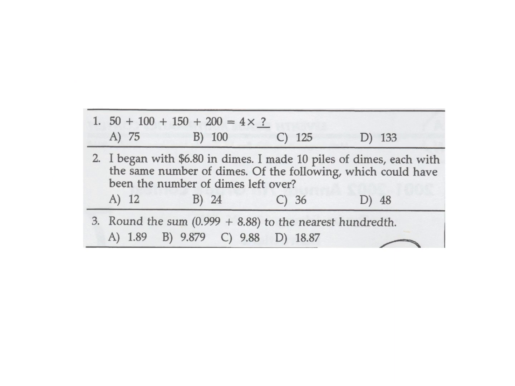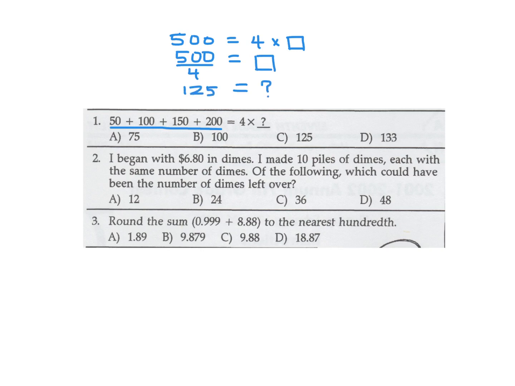5 plus 100 plus 150 plus 200 is equal to 4 times question mark. Well, if we add this side, that's going to be, I believe, 500. And therefore, we're basically saying 4 times what is equal to 500? Well, divide both sides by 4. So 500 divided by 4 is that question mark. I've just used a box. And therefore, 500 divided by 4 is 125. So that question mark basically is 125, and therefore the answer is C.